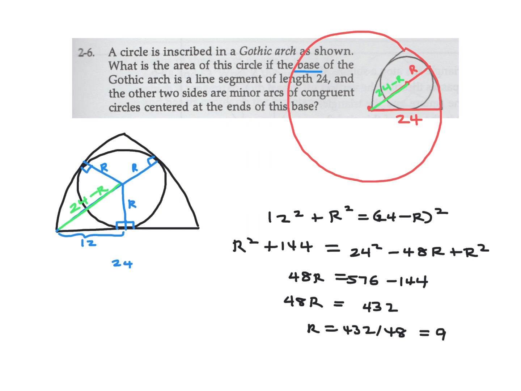Now, be careful. That's not the answer that they're looking for. They're looking for the area of the circle. So the area of that circle obviously is pi r squared. And since r is 9, it would be 9 squared. And therefore it would be 81 pi.